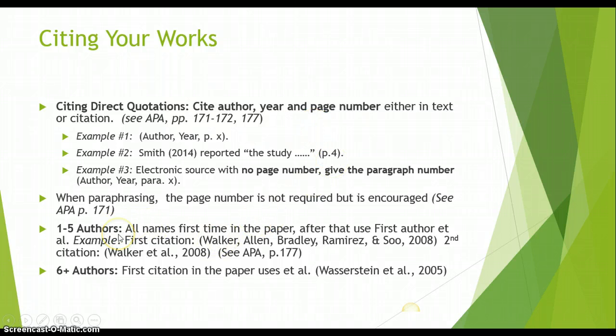For 1 to 5 authors, all names first appear in the paper, after that first author et al. So for example, the first one, you'd put all of the authors. And then if you're going to reference the same source the second time around, you would put Walker et al. So you can find this on page 177 in your book. Now, with 6+ authors, you wouldn't use this rule. You would just automatically put et al. So if you have any questions on that, please let me know.